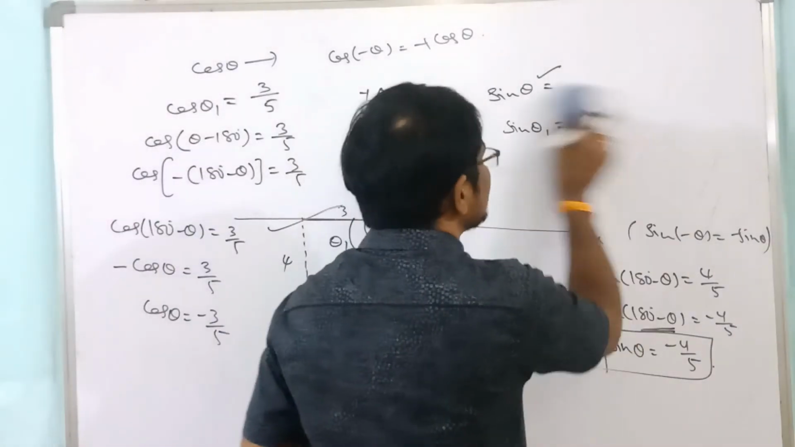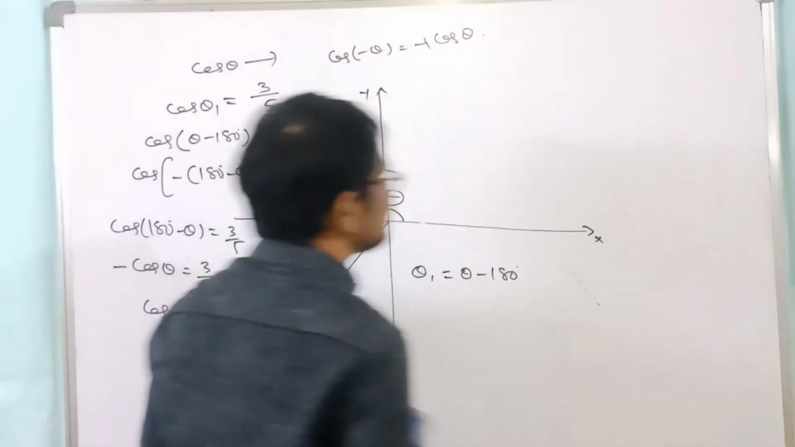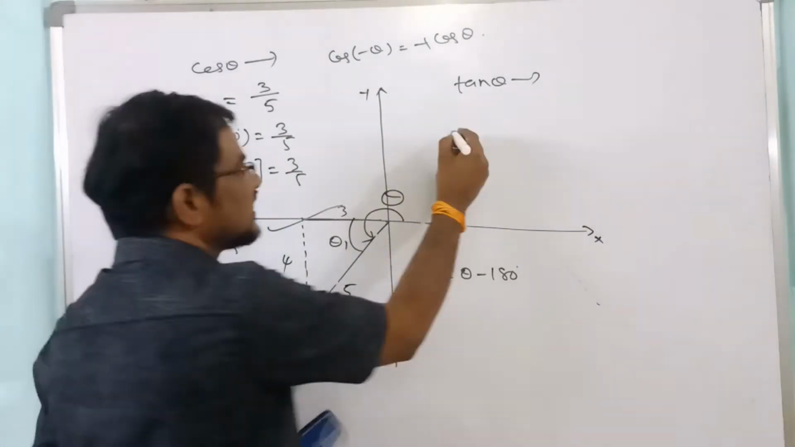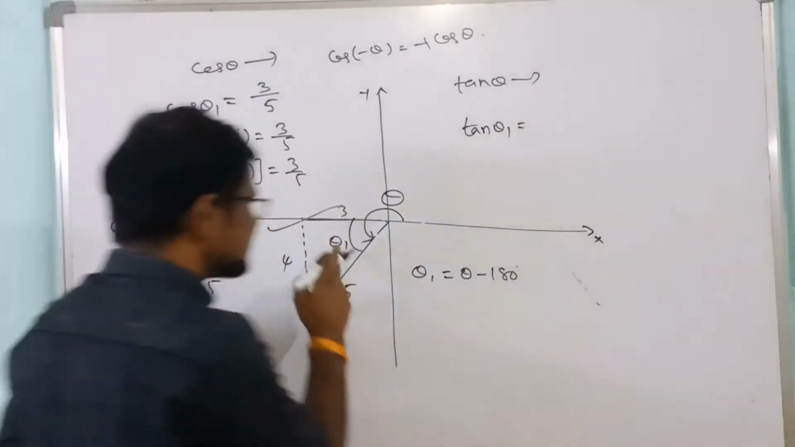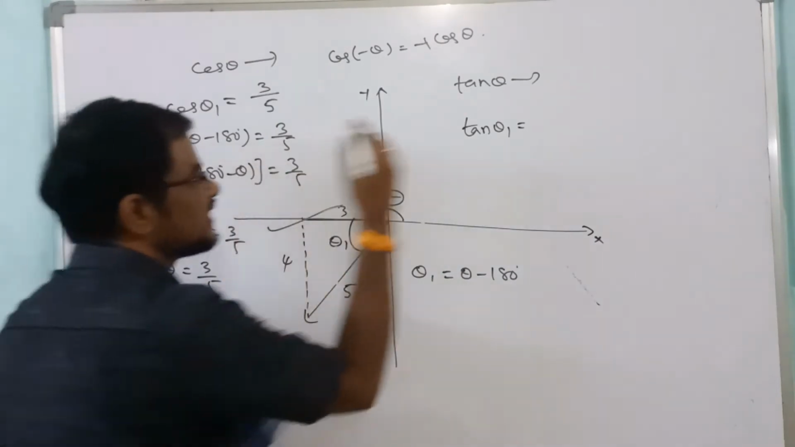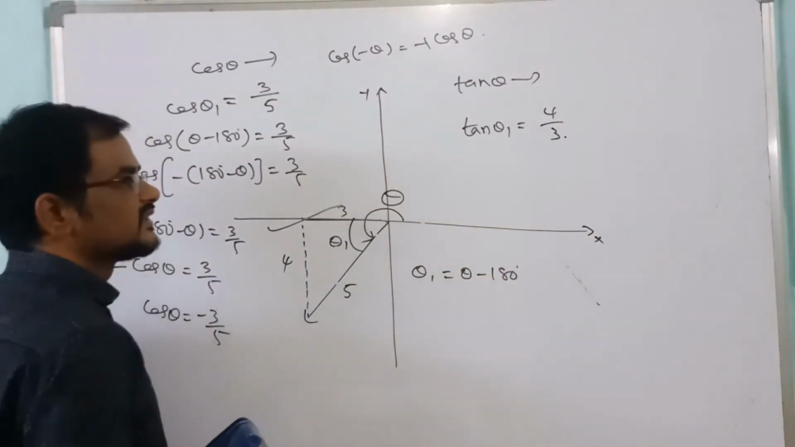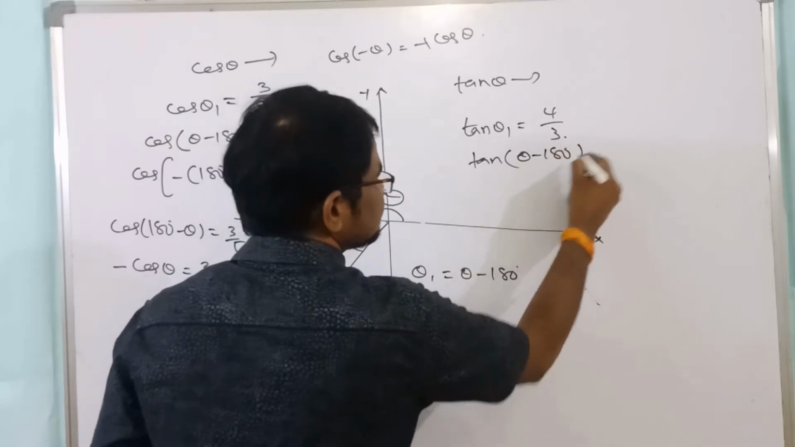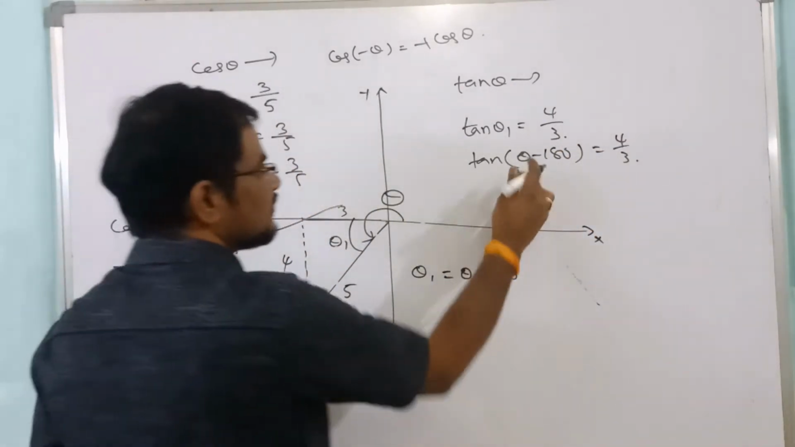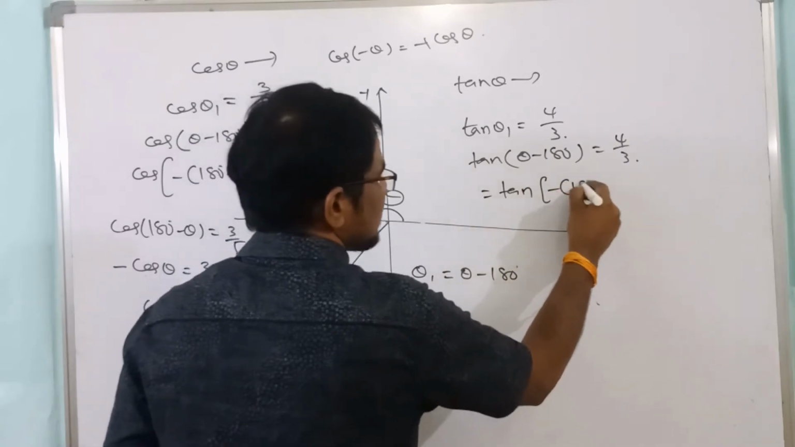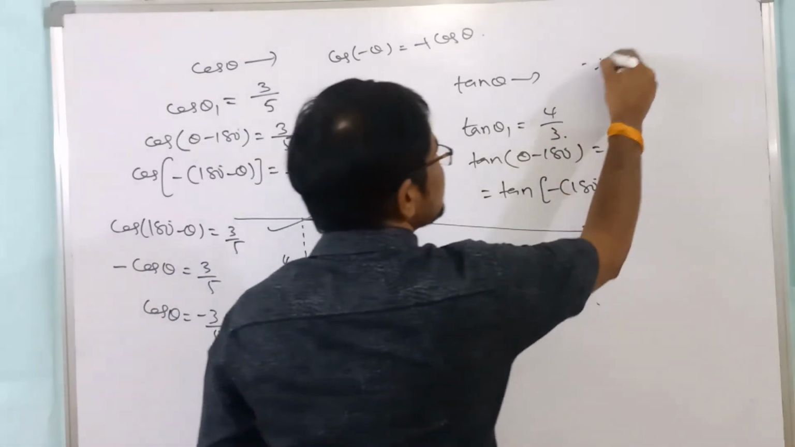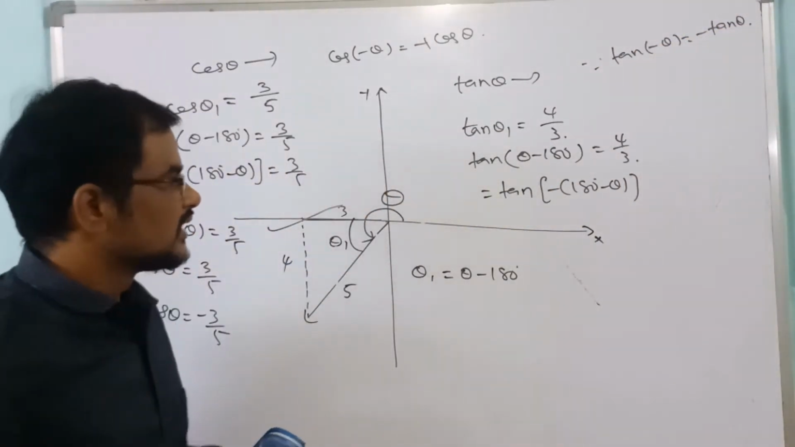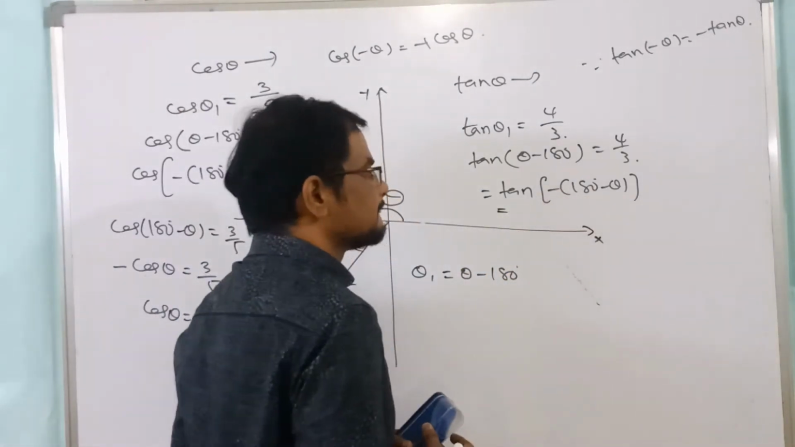Similarly, if you find tan theta, how to get tan theta? Before that we have to consider the reference angle theta 1. For this reference angle theta 1, what is the opposite side? 4, and the adjacent side is 3. Now replace this theta 1 by theta minus 180, equal to 4 by 3. Take minus common: tan of minus of 180 minus theta. Here also, tan of a negative angle minus theta equals minus tan theta.